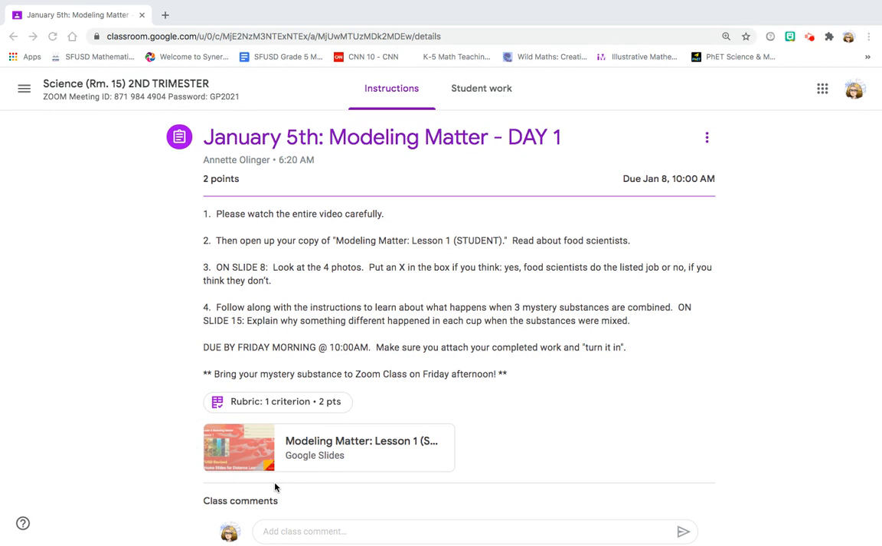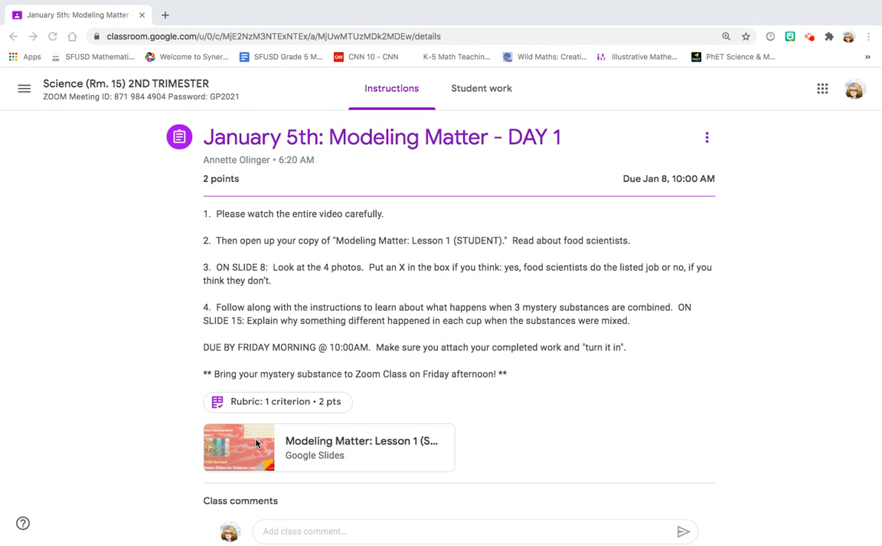This assignment is due by Friday morning at 10 o'clock in the morning. Make sure you attach your completed work and turn it in. On Friday, we will have a special science Zoom class in the afternoon. Please make sure to bring your mystery substance to our Zoom class on Friday afternoon.